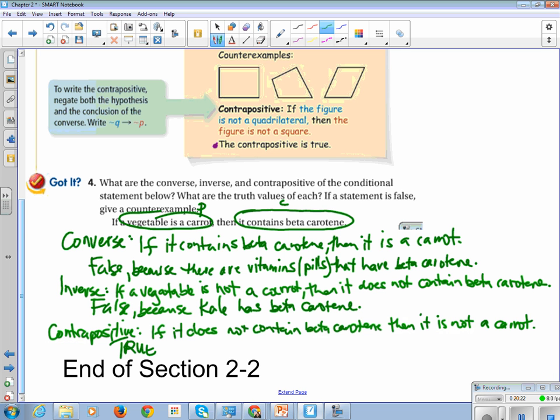The contrapositive is true. Are all of them true? No, converse is false, inverse is false, contrapositive is true. Converse is false? Mm-hmm. Because I can take a beta-carotene supplement, and that's not a carrot, and it has beta-carotene in it.